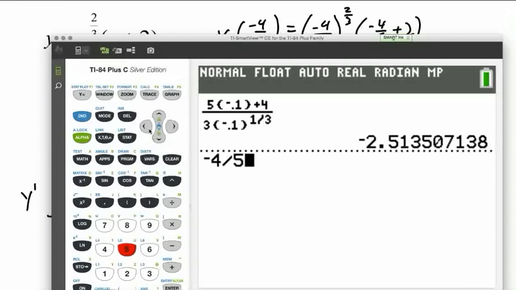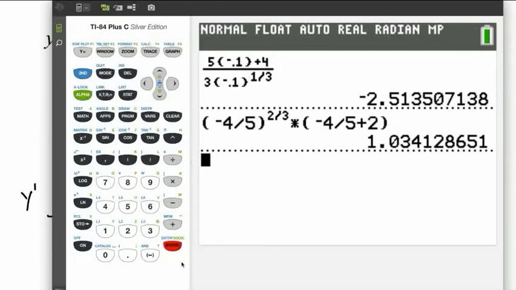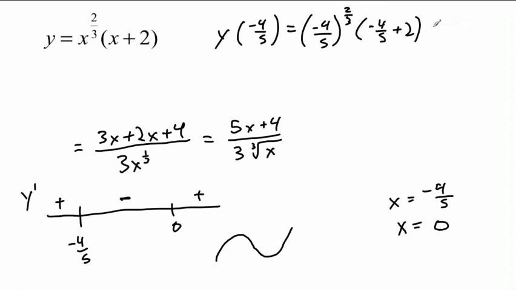Let's see, we need a parenthesis. Negative 4/5 to the 2/3. Then I'm going to multiply that by negative 4/5 plus 2. I think that's what I got. Okay, and if I hit enter, I end up getting 1.034.